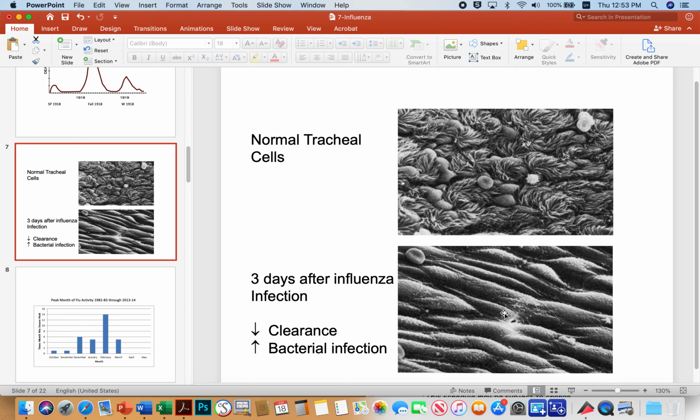So mucus that's secreted here normally would move up the trachea into the larynx, into the mouth, and then you can spit it out or swallow it into your acidic stomach and kill the microbes. But without that mucus clearance, bacteria could build up more readily. And so the hypothesis is that so many people died of the 1918 flu actually due to bacterial pneumonia because of reduced ability to clear mucus.